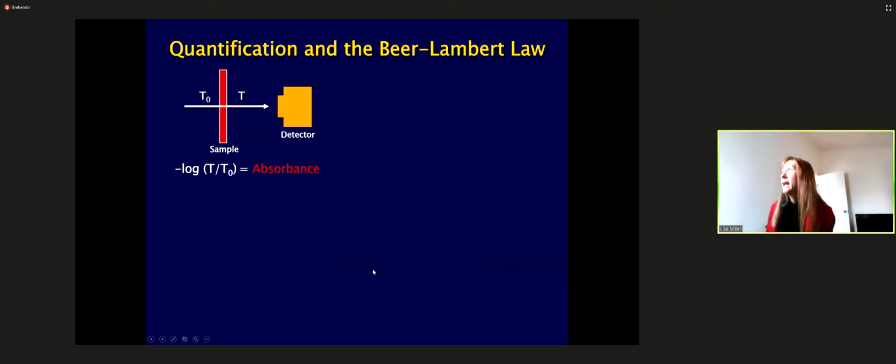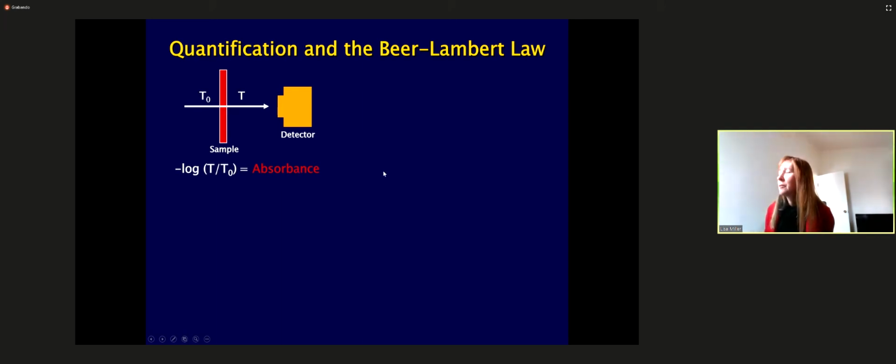All right, so one great thing about infrared spectroscopy is it is quantifiable. It's an absorption technique where we basically measure the intensity of the infrared light before it goes through and after it goes through the sample. And by taking the negative log of that ratio, you get the absorption.